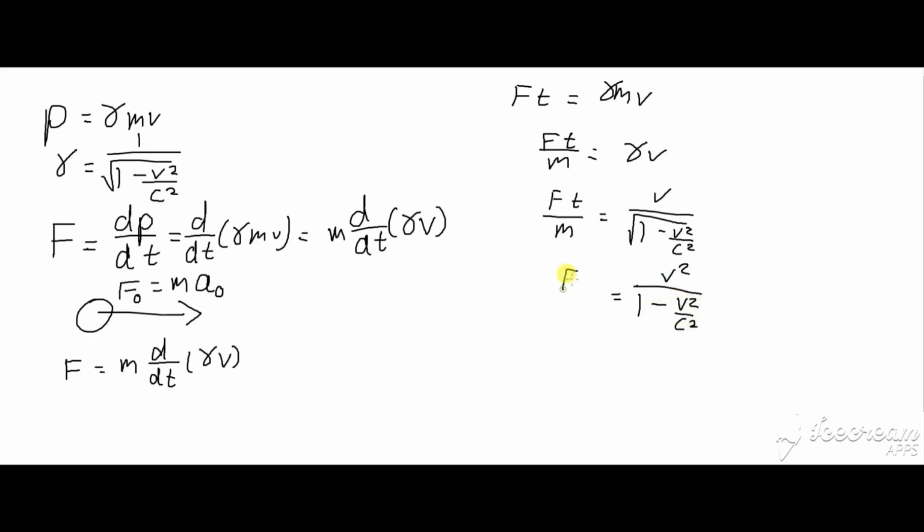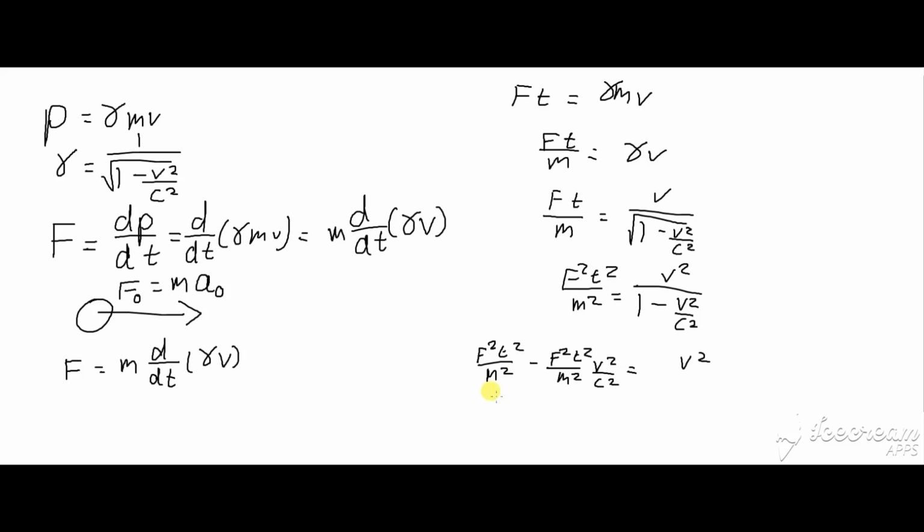So you end up with this: F squared t squared on m squared equals v squared on 1 minus v squared on c squared. And now what we want to do is multiply both sides by 1 minus v squared on c squared. You end up with F squared t squared on m squared minus F squared t squared on m squared times v squared on c squared equals v squared. Then we get both terms with v squared on the same side.